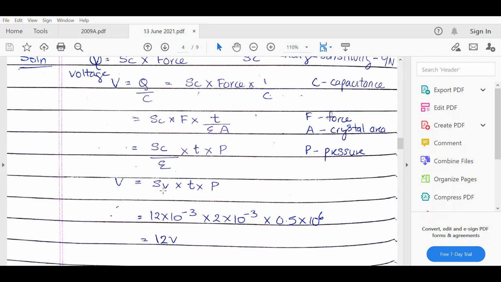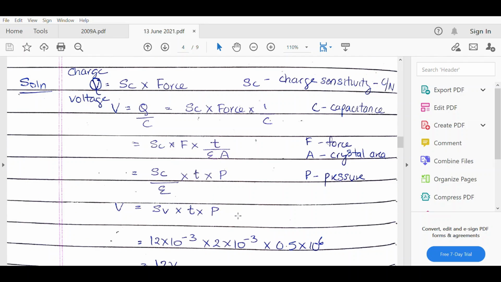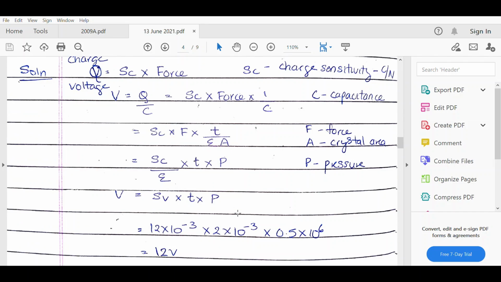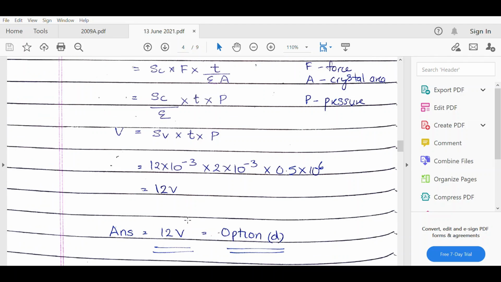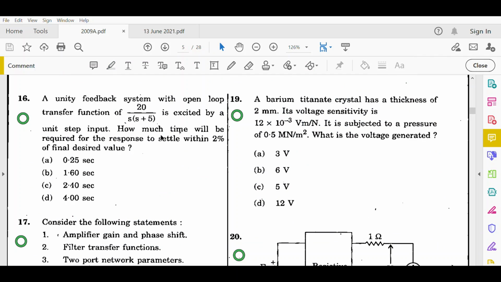Now all these 3 values have been given in this question. We just need to substitute these values: the charge sensitivity substituted over here, thickness over here and pressure over here, and we get the voltage generated as 12 volts. Now we'll just see the options. Option D is there, which gives the answer as 12 volts. So this is the correct option.